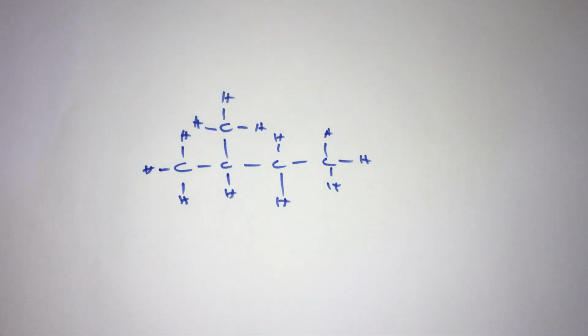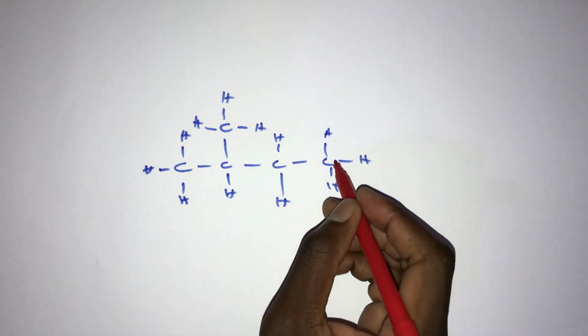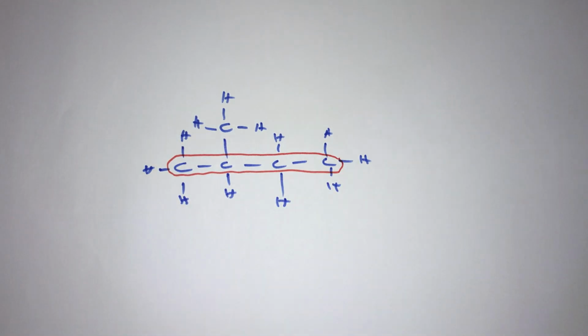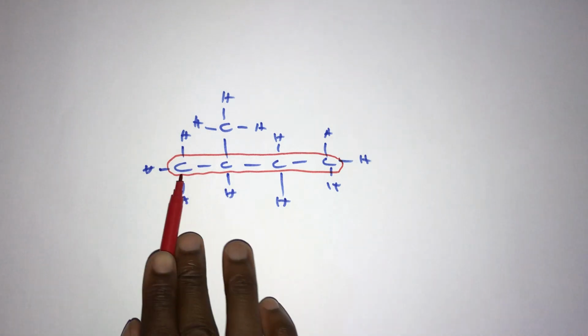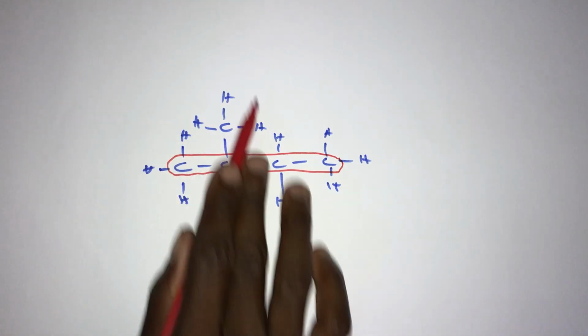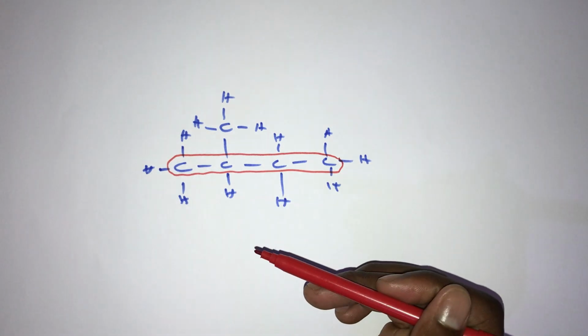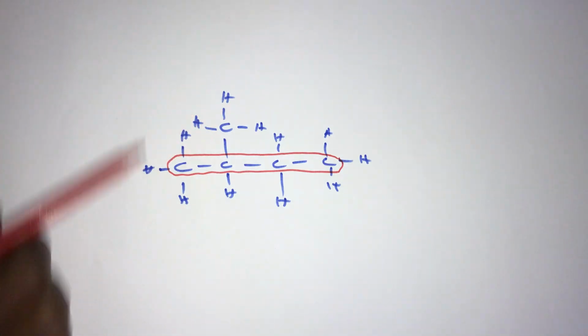That means after checking the longest chain, now we must circle the longest chain to make sure. So we are circling the longest chain. This is our longest chain. Then now we must number our carbon atoms. So first we must check where is the branch. We must make sure that the branch gets the lower number. So from this side, 1, 2, that means the branch is in carbon atom number 2. But from this way, it's 1, 2, 3, it is in carbon atom number 3. So that means we choose this way.